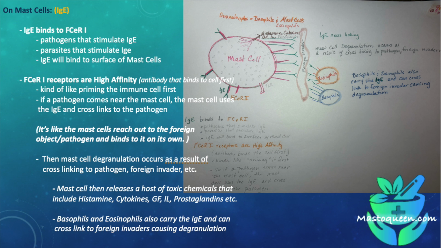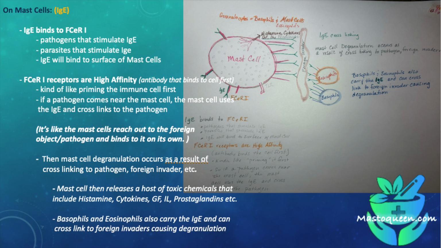So in our little picture here, the sideways worm-looking thing is our pathogen, and the mast cell is basically using the IgE, those are those green lines, and basically kind of reaching out to the pathogen, and that is called IgE cross-linking. So the IgE is already on the mast cells, they're already primed, so when a pathogen comes into its territory, the mast cells automatically bind to it using the IgE cross-linking. And because of this, the mast cells degranulate, and this can cause allergic and immune responses.